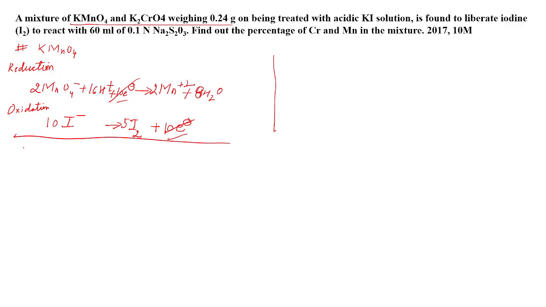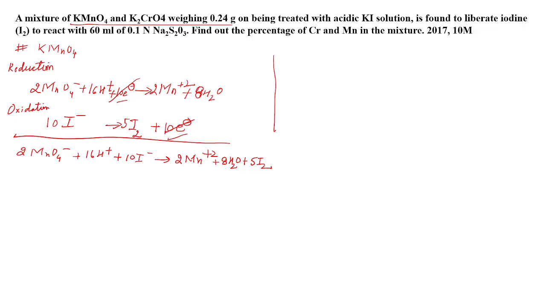You can add this equation: 2MnO4 minus plus 16H positive plus 10I negative is going to give you 2Mn plus 2 plus 8H2O plus 5I2.